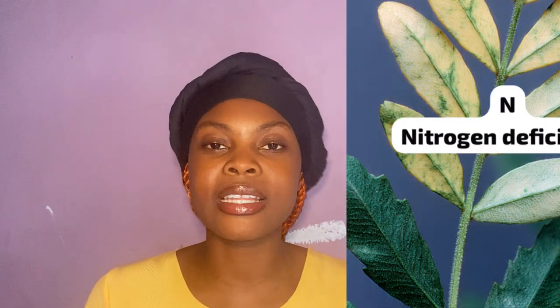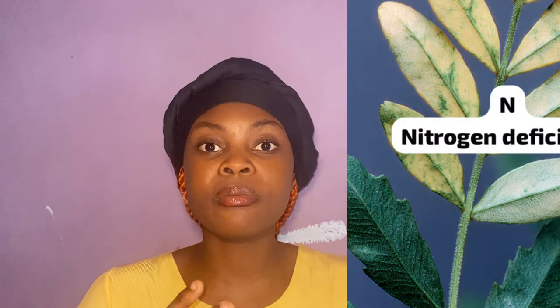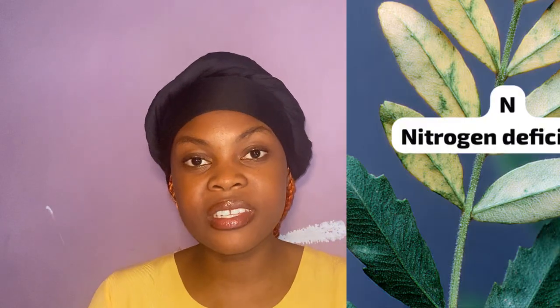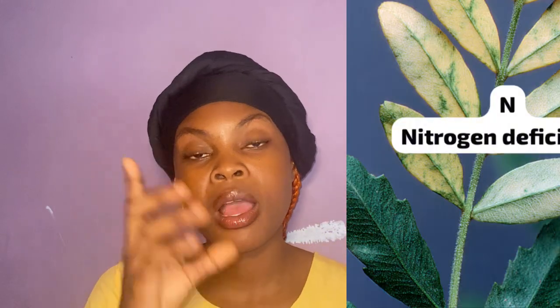Let's move on to the next one, which is nitrogen. Nitrogen helps in synthesis of amino acids, synthesis of protein, nitrogenous bases, nucleic acid, and chlorophyll in plants. The deficiency of nitrogen leads to extremely stunted growth with very small yellow leaves, as you can see in the diagram above.